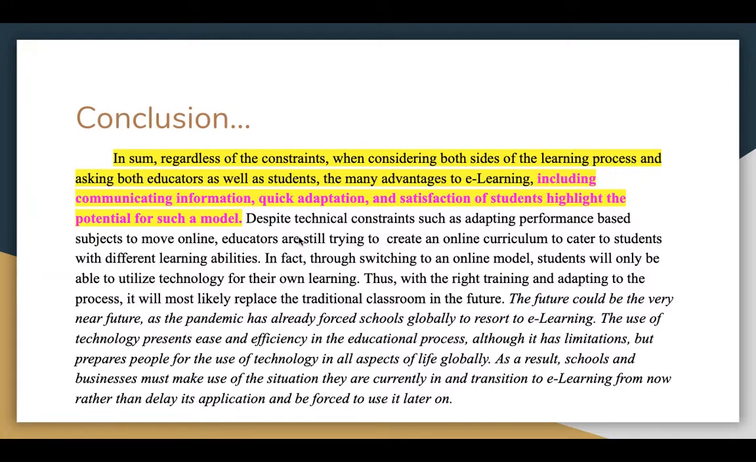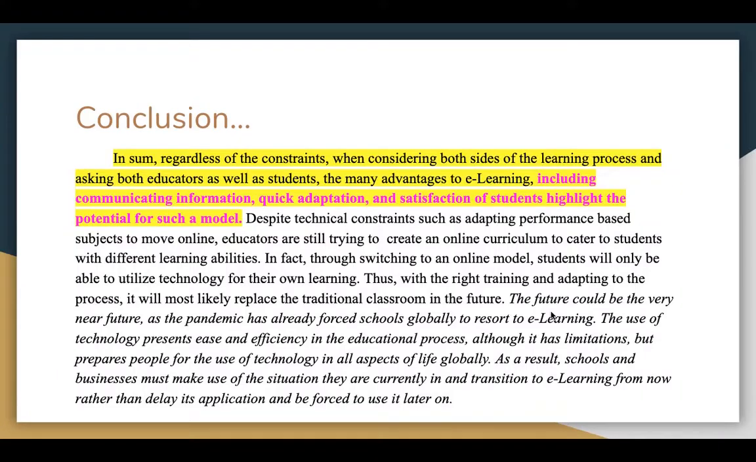the essay. He's basically taken the topic sentences, the main points of each paragraph, and put them in a couple of sentences here. Switch into an online model. They can utilise tech for their own learning, right, training and adapting the process. It might most likely replace the traditional classroom. There are some constraints such as performance-based subjects moving online. These are all stuff that he mentioned in the paragraphs in the body, so he summed them up in a couple of sentences there.